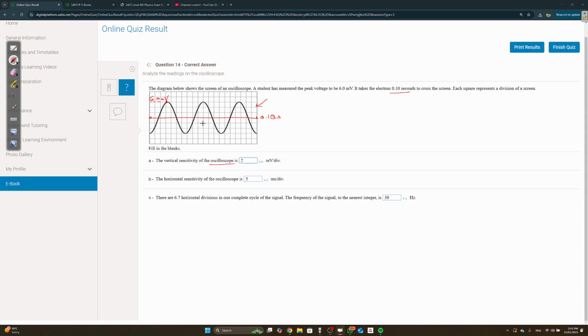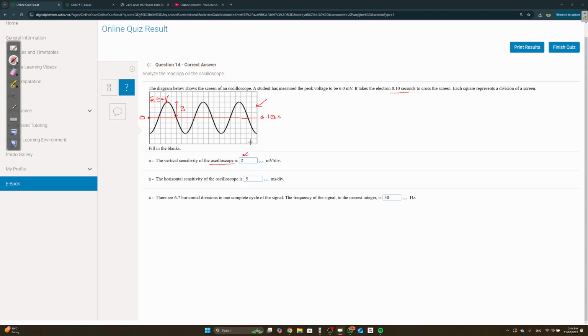Let's see. Some people, what they do is they do this for the vertical sensitivity. They count 6 squares, so 6 divided by 6, and they put 1 and they got it wrong. Why is this wrong? You have to start from your zero. Your zero is halfway through. So this is how it should be. You count 3 squares instead of 6. This should be your 0, right? So 6 divided by 3 and you get 2.